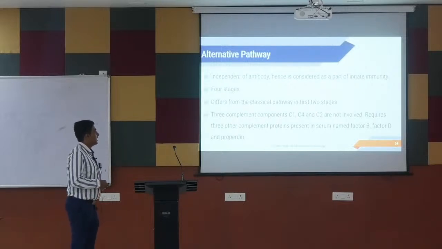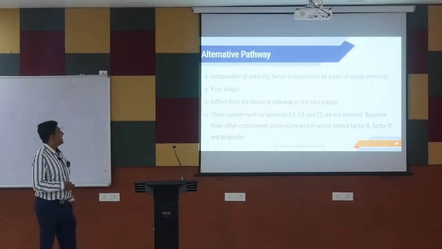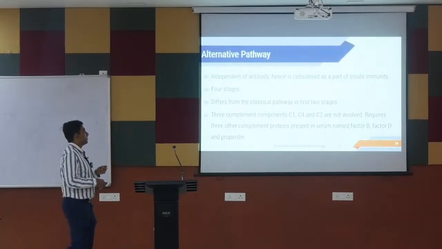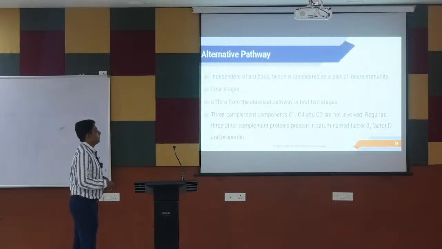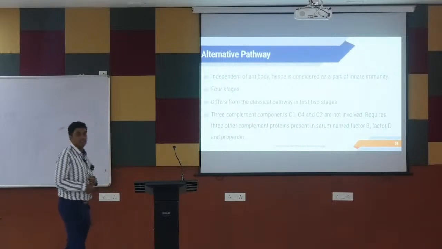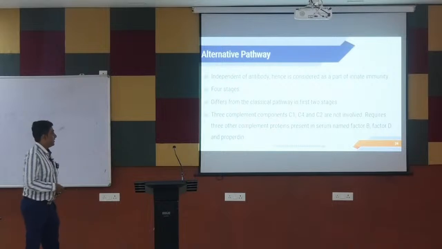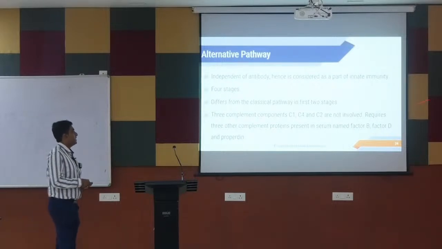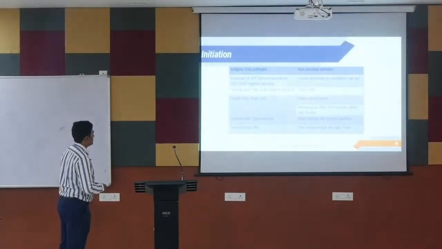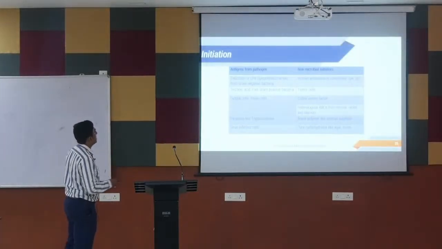Differs from classical pathway in the first two stages. Three components, C1, C4, C2, are not involved; it requires 3 other complement proteins present in serum known as factor B, D and properdin. What is needed in the alternative pathway? C1, C4 and C2 are not involved; factor B, D and properdin are needed. Okay, how does initiation happen?